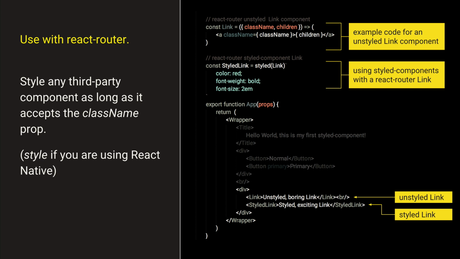What about its use with third-party components like React Router? Well, as long as they use the className prop, styled components will work with it. And in addition, it will work with React Native and the style prop. As an example, with React Router shown here, we create a styled link component. At the top, we're just creating what would be a regular React Router link, and then we're styling it with styled. Styled link is created as a styled component. And we can look at that in the wrapper component and render it as an unstyled link and then a styled link. And what happens is this.